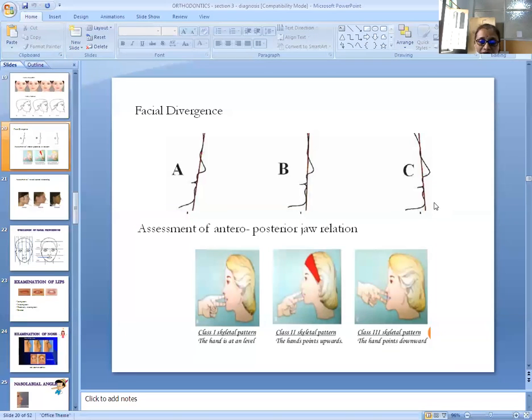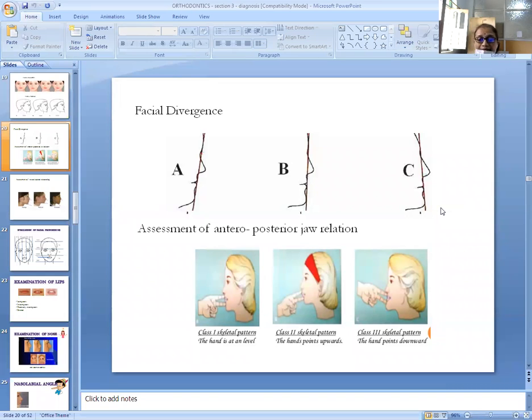Then assessment of anteroposterior jaw relations. It is also called the two finger test. This was a SAQ question, I think, in the last to last university exam. Two finger test. What is a two finger test? This test is performed to assess the anteroposterior jaw relations. How will you do this? By your pointer and middle finger, these two fingers. Normally, your upper jaw will be 2 mm forward to the lower jaw.